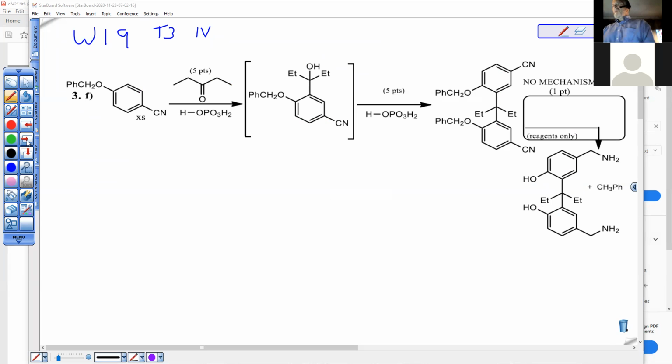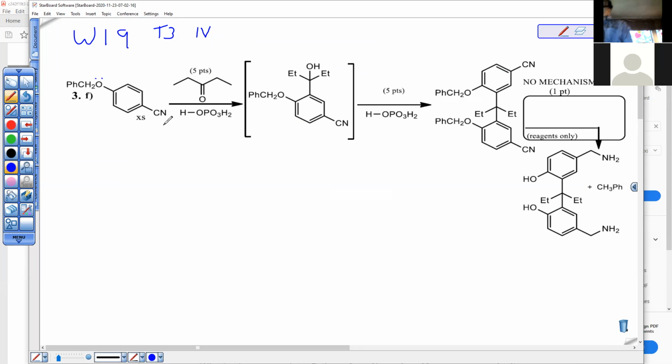We had a request for this one. Winter 19, Test 3, Part 4. We're on page 3. That's good. Let's see what happens here. We're putting a group. We can't put it on the para position to the O, which is where we want to put it, because there's already a group there, and it's going ortho. That makes sense. It's an ortho para director.